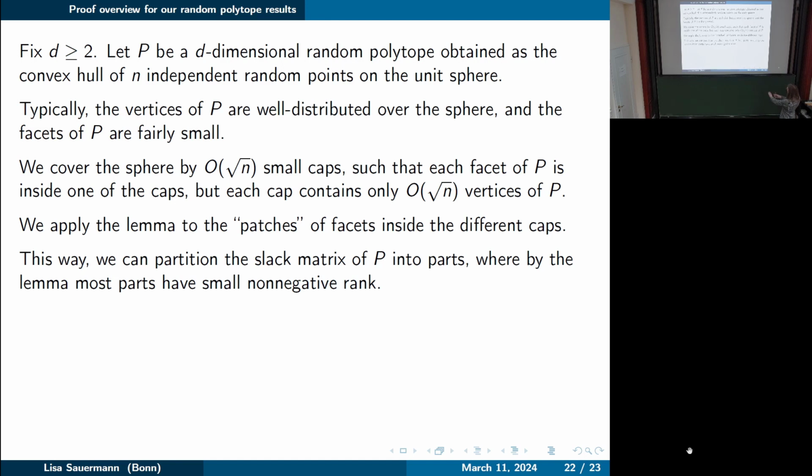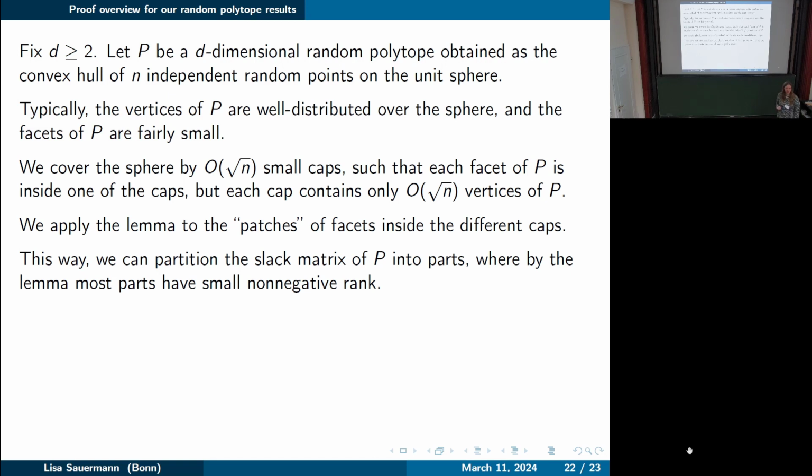that's sort of a subset of the columns. So if you delete the vertices which are close to that patch, then for the remaining rows, which are most of the rows, that subset of columns has small non-negative rank. So it's believable that you could try to bound the non-negative rank of the whole matrix by that.